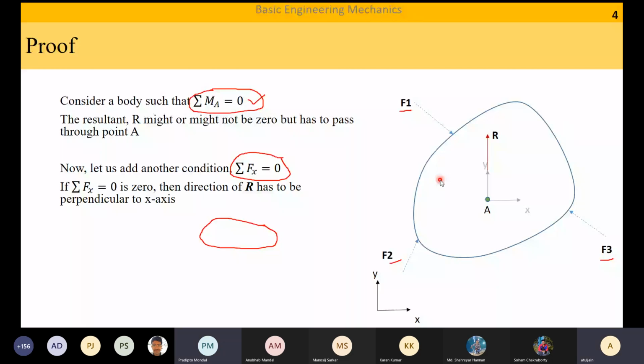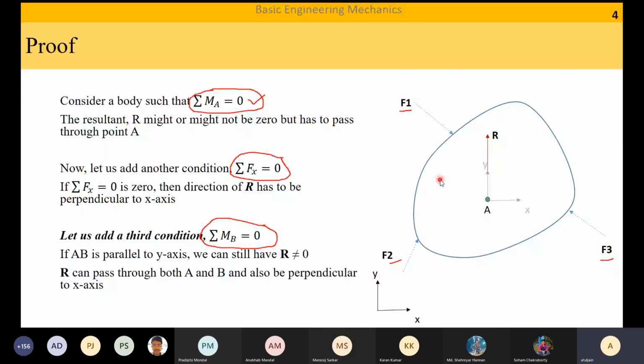Now we have a third condition. Let us say that the summation about point B is 0. If point B is lying on the y-axis like this, even then our body is not guaranteed to be in a state of equilibrium because I can have a resultant which is passing through AB and parallel to the y-axis. So my three conditions are set.